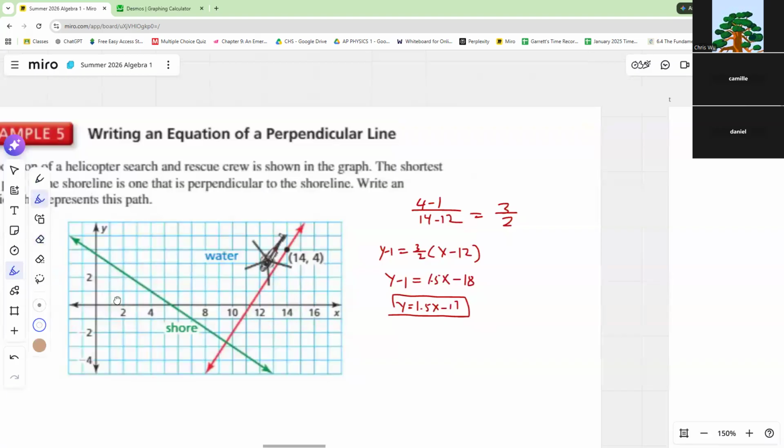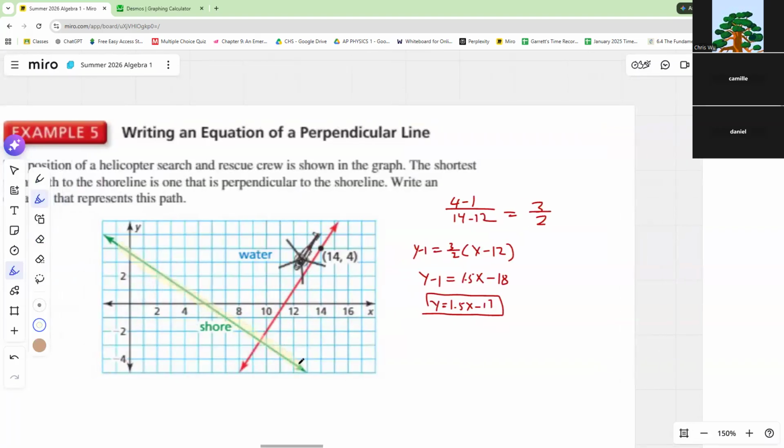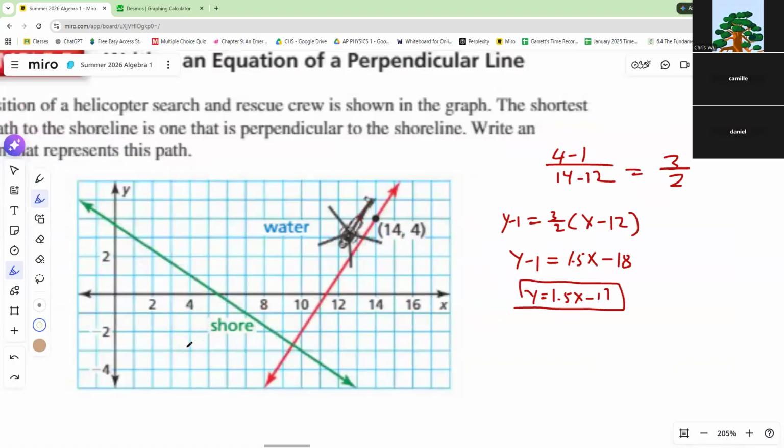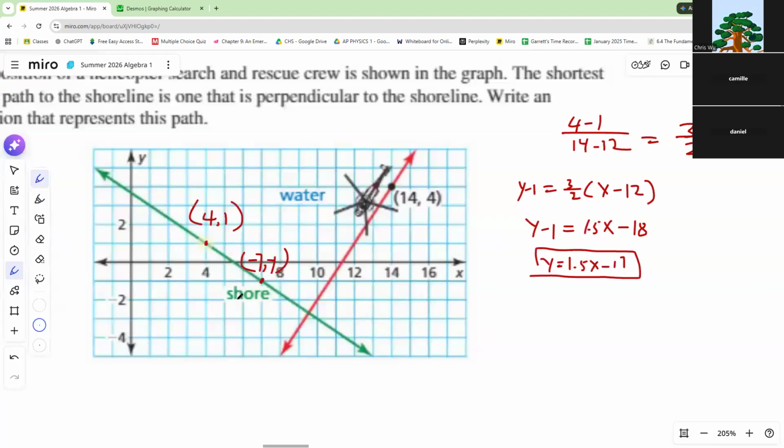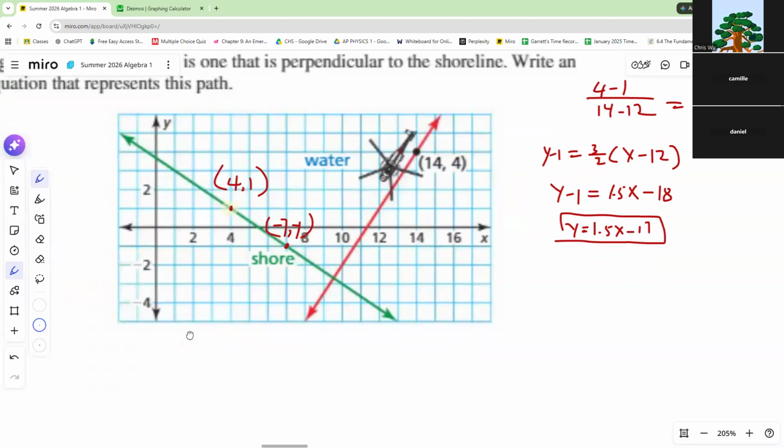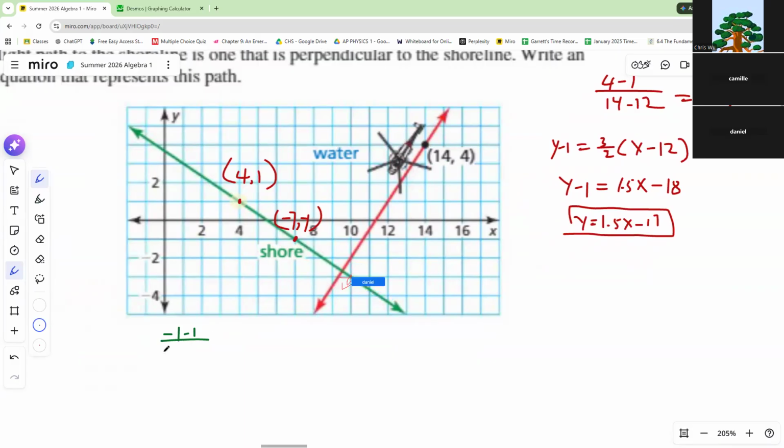For the perpendicular line, I need to first figure out this line's slope. Can you guys spot any good points for me to use for this line? I don't think 4, 2. 4, 1 could work, right? So that one could work. What's another point I can use on this one? 7, -1. Yeah, that's a pretty good point that goes through that. So let's use these points, right? Same thing, I'm going to figure out the slope for the green line. So I'm going to do -1 minus 1 over -7 minus, sorry, that's not -7, +7.